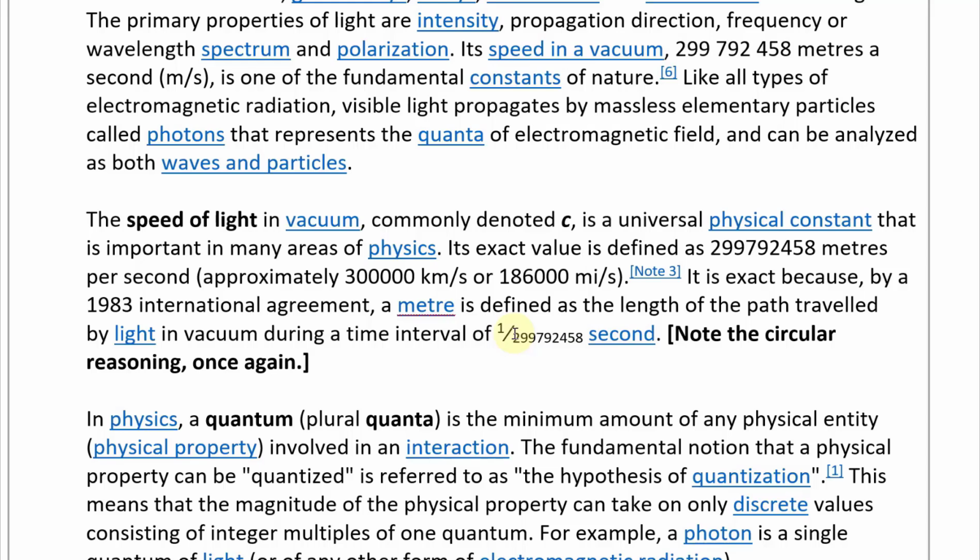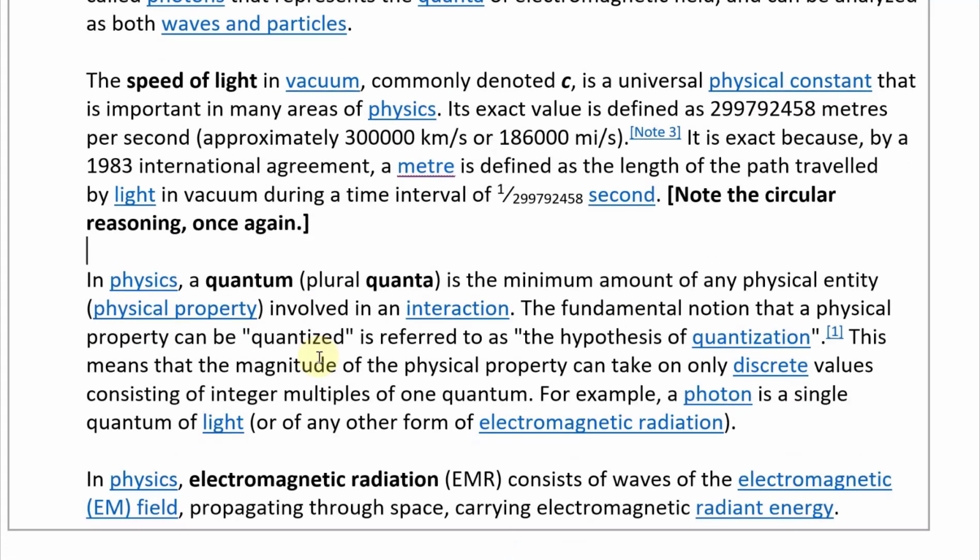And so after 1 full second, you get 1 meter, and that meter is defined using this constant. So in other words, it's just circular reasoning. Note the circular reasoning once again. That's very interesting, and it's something for another video that I may like to cover.